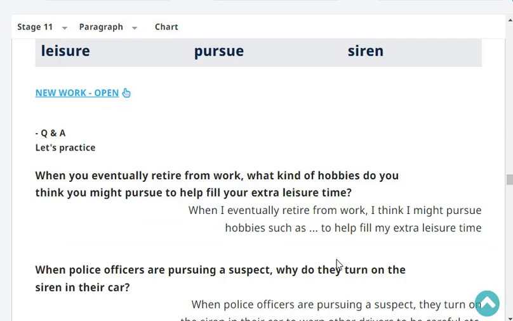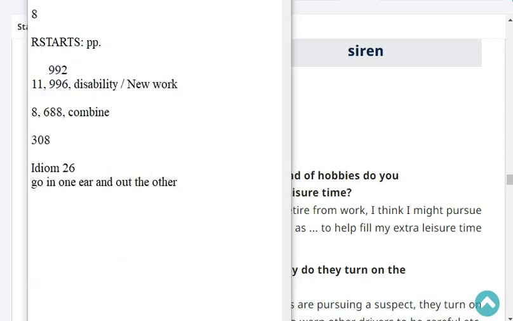When you eventually retire from work, what kind of hobbies do you think you might pursue to help fill your extra leisure time? When I eventually retire from work, I think I might pursue hobbies such as playing golf to help fill my extra leisure time.